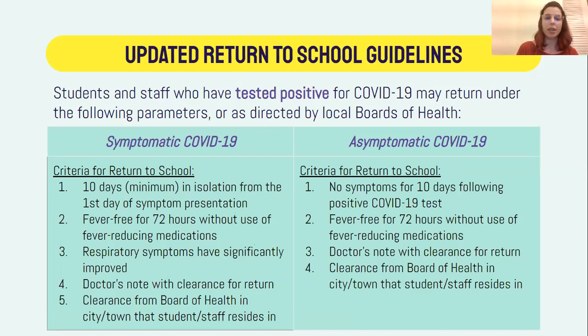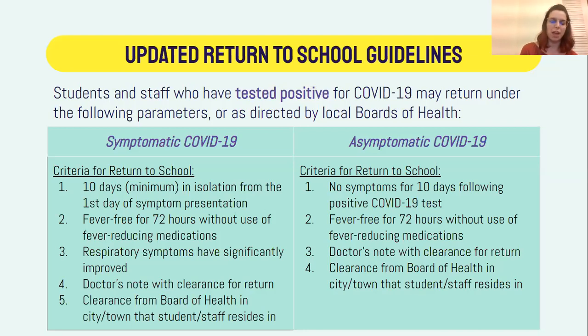So the return to school guidelines for students and staff who have tested positive for COVID-19 are dependent on whether the individual is symptomatic or not experiencing symptoms at all. So for those with symptomatic diagnosed COVID-19, the criteria for return to school is a minimum of 10 days in isolation from the first day of symptom presentation. Also, fever-free for 72 hours without the use of fever-reducing medications. That is a change from our previous policy.